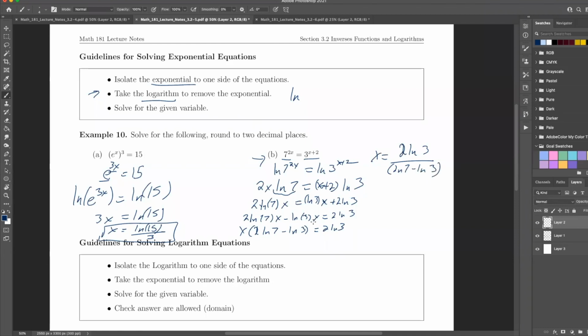So in order to solve these, if it's of a different base, just take the natural log of both sides. Then you can pop out your exponents, which have your variable in them. And then you can just solve for it. Just remember that this is just a number and go for it.